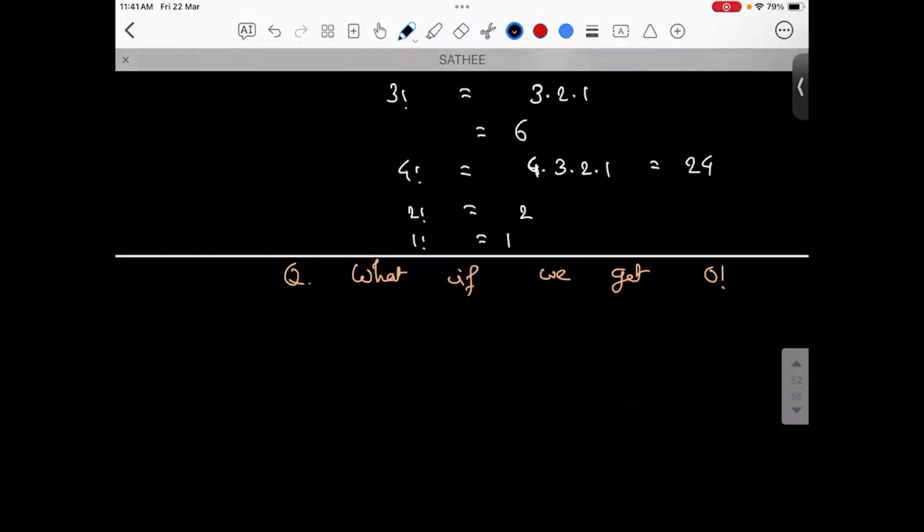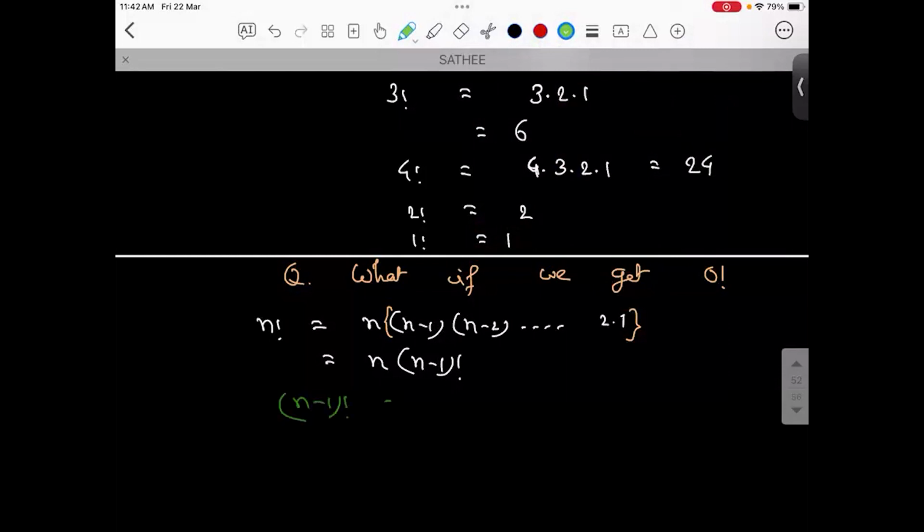For the case of n factorial, we write it like this, right? n into n minus 1 into n minus 2 and so on up to 2 into 1. So we can write it as n into n minus 1 factorial, because whatever is inside this part is nothing but n minus 1 factorial. Therefore, one can write that n minus 1 factorial is equal to n factorial by n, given that n is not equal to 0.